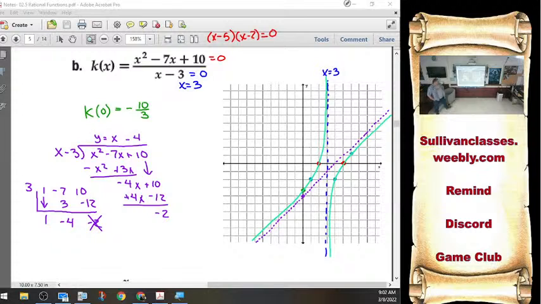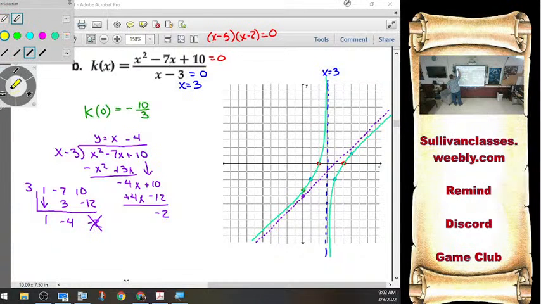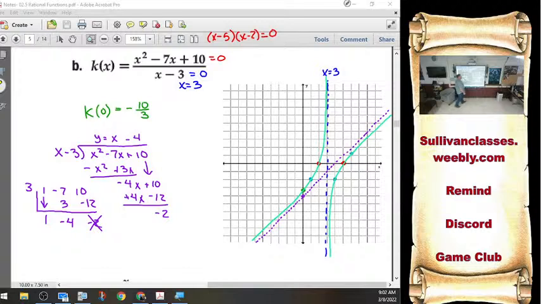So you make sure, if I was looking at this on, I don't know, daily quiz, I would be looking for, is your vertical asymptote correct? Are your x-intercepts correct? Is your y-intercept correct? Is your oblique asymptote correct? Does the general shape of your graph work? Okay? How do we label the oblique part? Y equals x minus 4. It's that line.